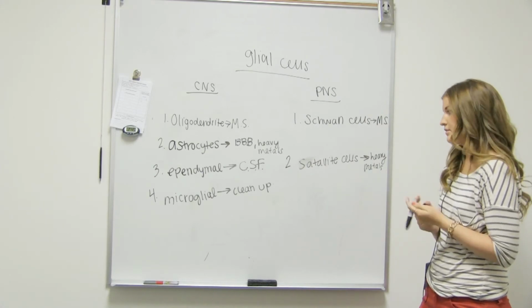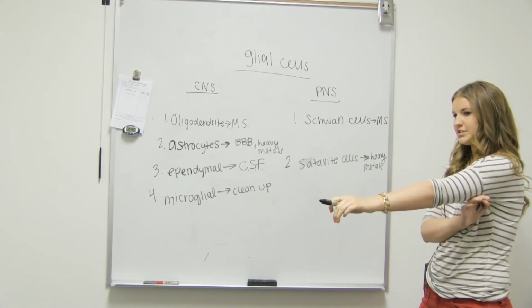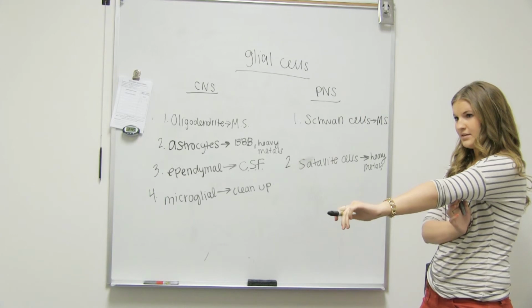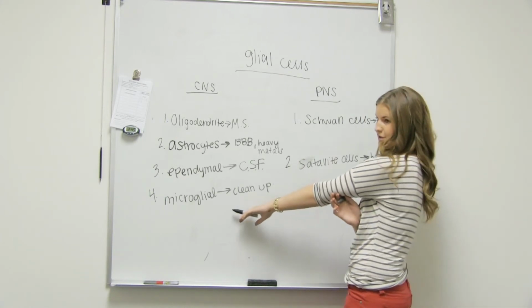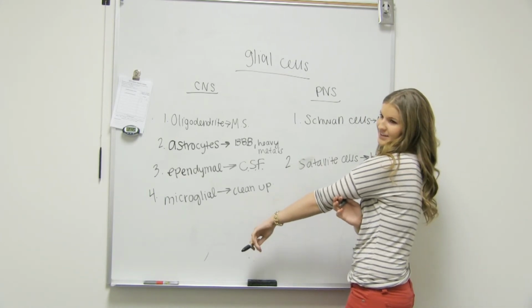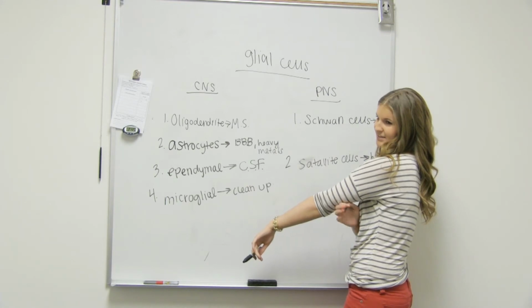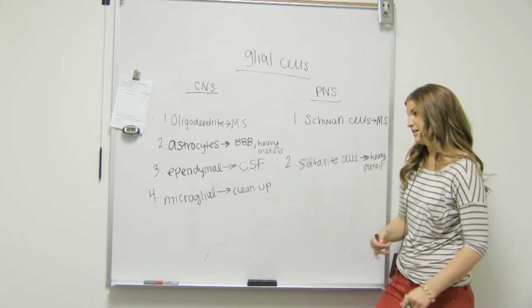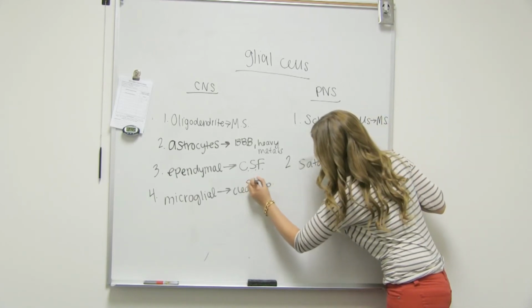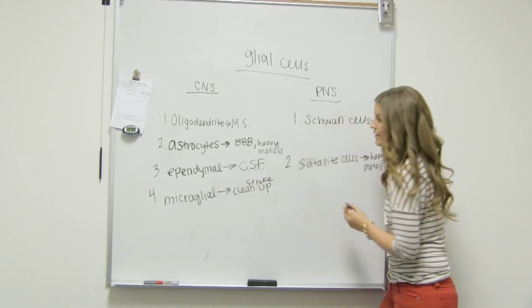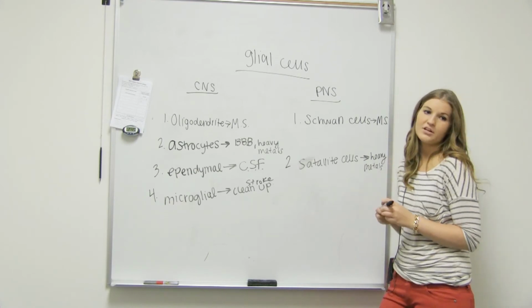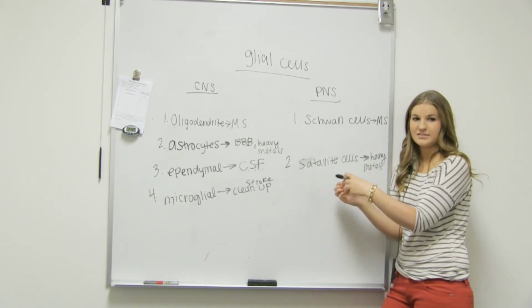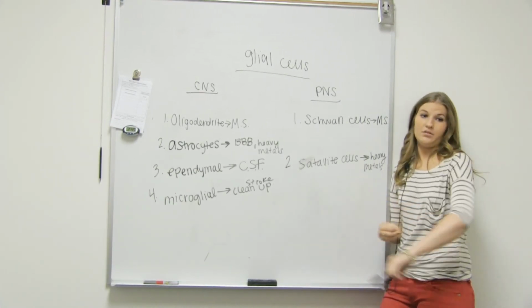Microglial cells. You said one of the functions earlier. Oh, you were talking about how they can be formed of different things. Okay, so another function of them is mainly stroke cleanup. Microglial cells take the dead cells away from the neuron.